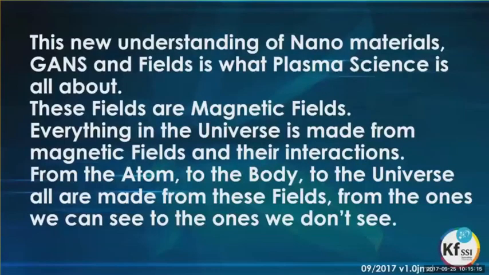So this new understanding of the nanomaterials, the GANs and the fields is what plasma science is all about. And these fields are magnetic fields. Everything in the universe is made from magnetic fields and their interactions. From the smallest atom to our body, to the universe, all are made from these fields. So it's from the ones we see and the ones we don't see. So we know that they are there, but we've just never been able to measure and have instruments to be able to understand that there are far more than what we have known.